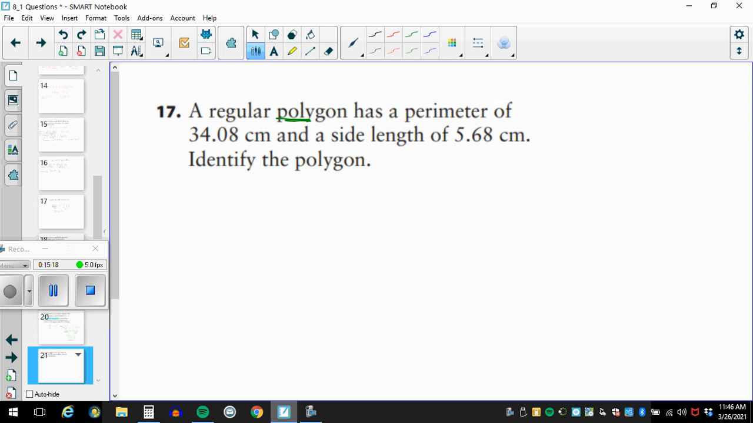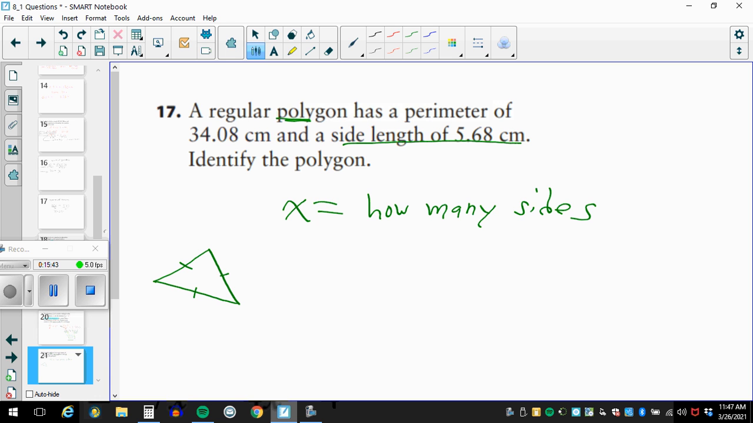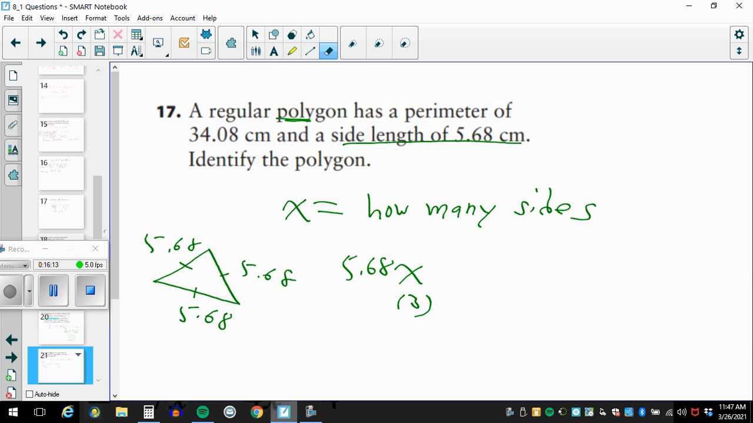We know that the perimeter of this said polygon is 34.08 and has a side length of 5.68. So what we don't know is how long x is going to be, how many sides our polygon has. Okay? Now, if it was a triangle with all sides equal in length, since I know that the side length is 5.68, it would be 5.68 plus 5.68 plus 5.68, or more appropriately, 3 multiplied by 5.68. So I would take my number of sides and multiply it by the side length. If it's a triangle, this x would be 3, and therefore the perimeter would be 5.68 times 3. If it were a square, it would be 5.68 multiplied by 4.